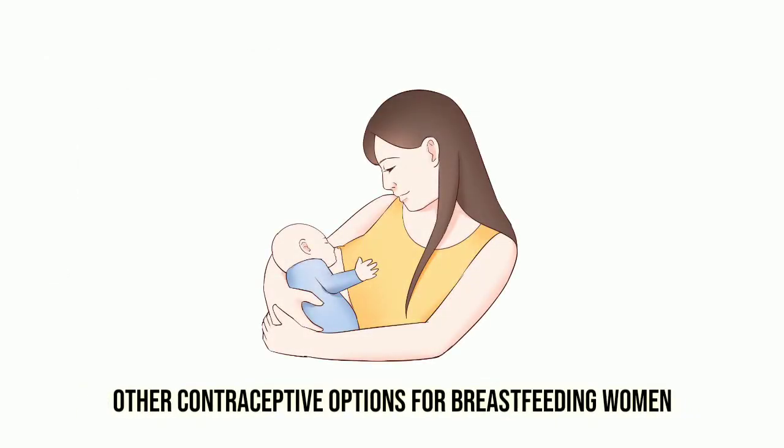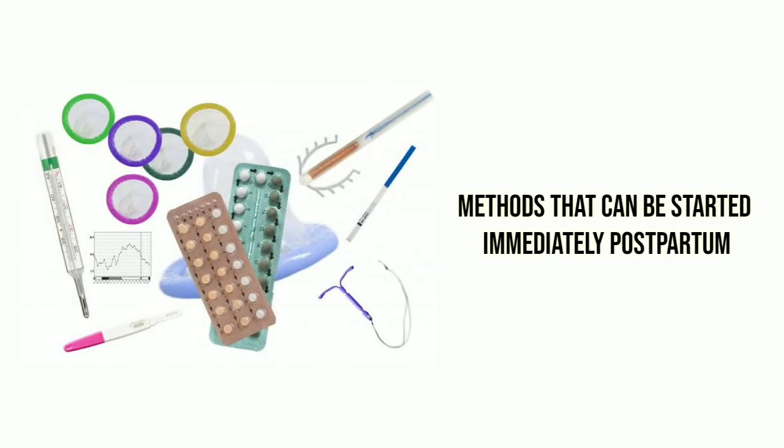Other contraceptive options for breastfeeding women. Use of contraceptive method postpartum is based on what impact, if any, a method may have on lactation, breast milk, and infant health. Methods that can be started immediately postpartum: non-hormonal methods, IUDs, barrier methods, female sterilization, or if there is a medical indication.